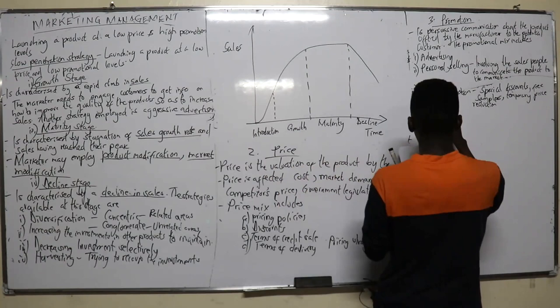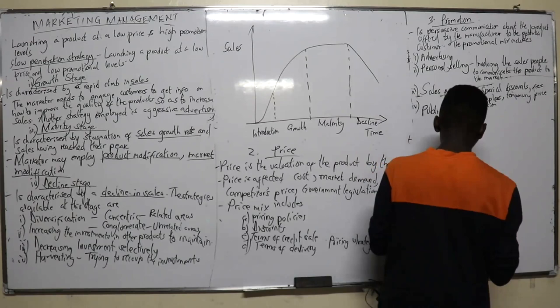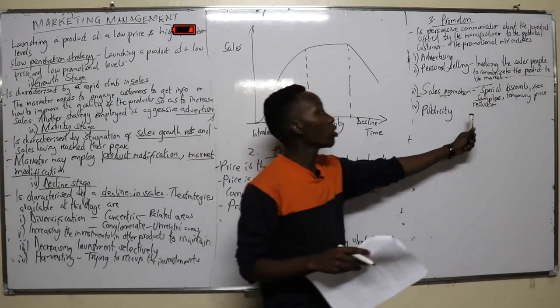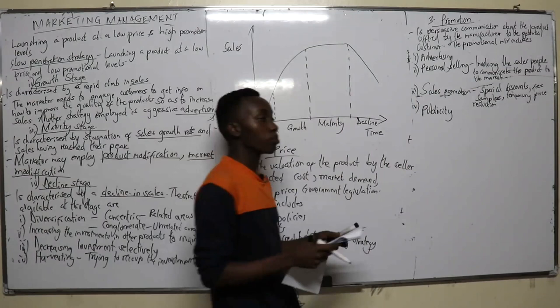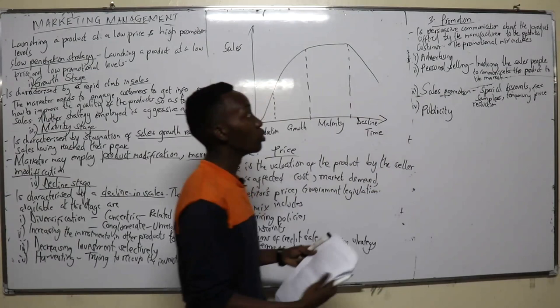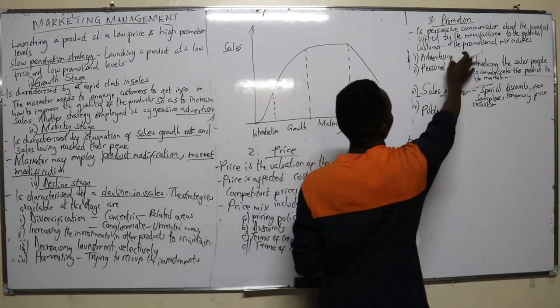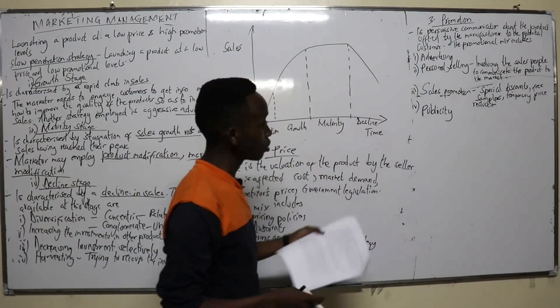And then also publicity. So this is what is known about the product or the organization entirely, how the product of the organization is viewed by society. The more people talk about your product and your organization, the more awareness they create for you in terms of promotion of your goods and services. So these are some of the promotional mix that we have: advertising, personal selling, sales promotion, and also publicity.